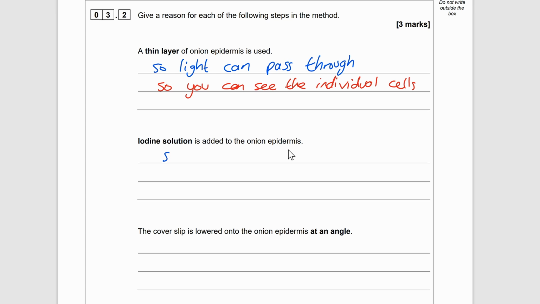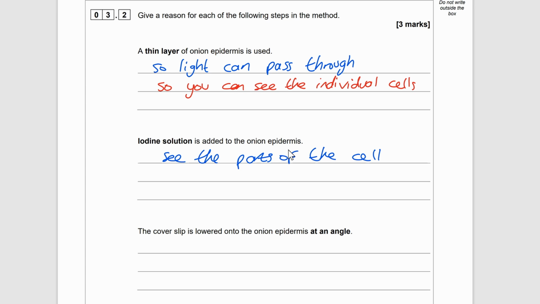The way that we would be able to see the cells really is by having iodine solution. However, our next step says iodine solution is added to the onion epidermis. What that's going to allow us to do is allow us to see the parts of the cell. And if you want to give an example of a part of the cell, for example, nucleus, that would be fine.